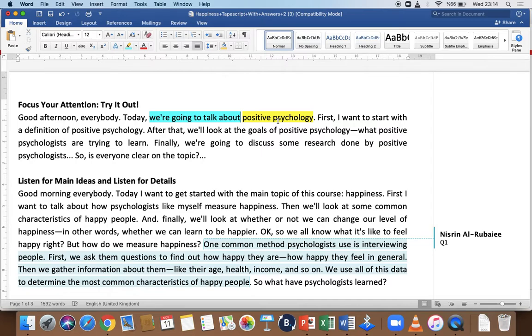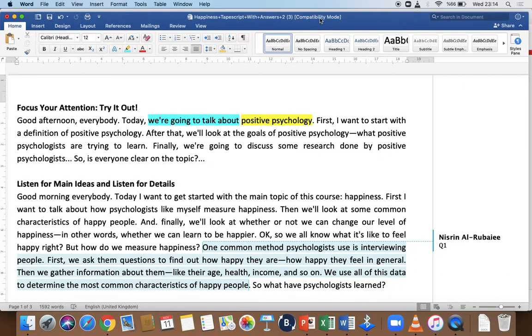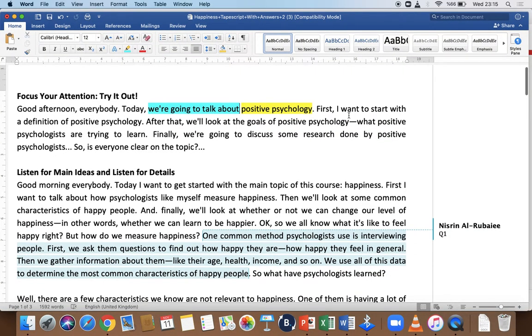What is the organization? Now, let's look at it. There are three parts in this lecture. The first part: I want to start with a definition of positive psychology. This is part 1. After that, we will look at the goals of positive psychology. This is the second part, the second main idea. And finally, we are going to discuss some research done by positive psychologists. Okay, these are the parts in the lecture.